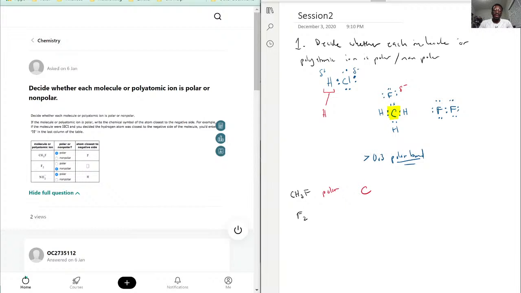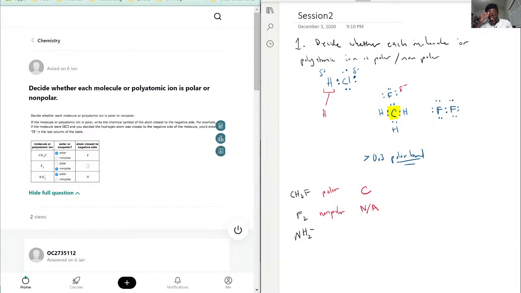So there wouldn't be a positive or negative side based on this molecule. That being said, because there's no positive and negative side, there's no direction of where it will be attracted to. This would be considered non-polar. Okay, and now which is the atom close to the negative side? It'd be nothing. It does not apply here. In fact, it'd just be better to put N/A. Okay, not applicable.